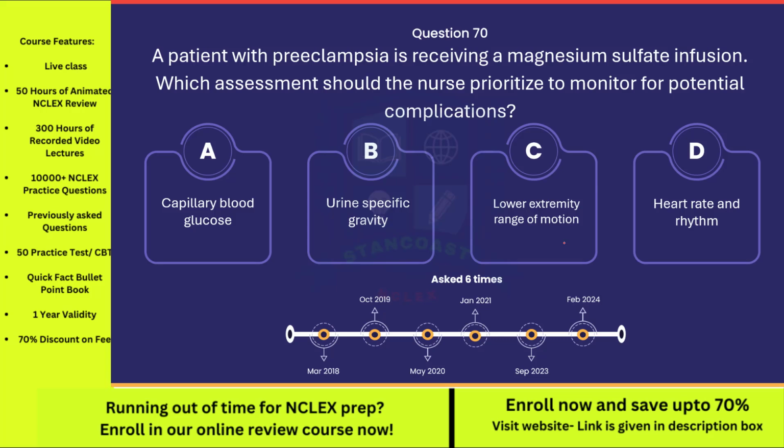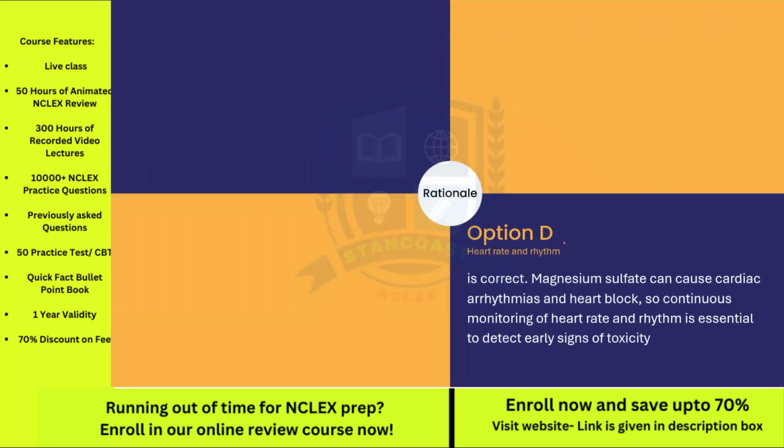The correct answer is D. Heart rate and rhythm. D is correct. Magnesium sulfate can cause cardiac arrhythmias and heart block, so continuous monitoring of heart rate and rhythm is essential to detect early signs of toxicity.